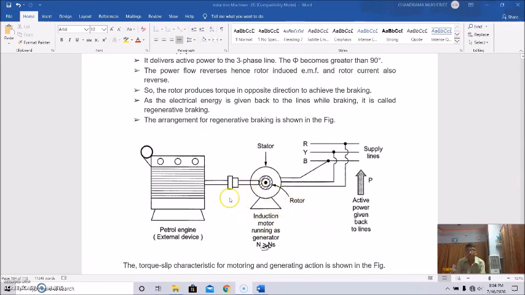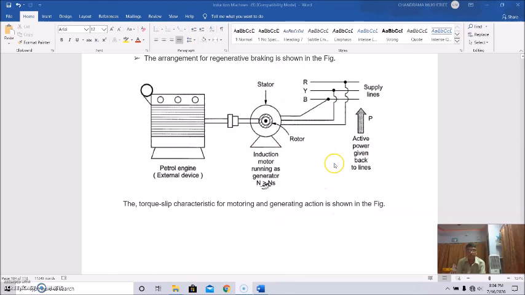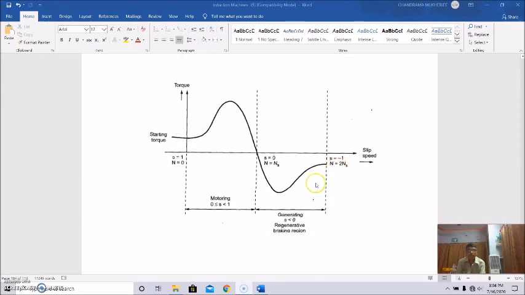This is the induction motor. This is the external device for rotating the rotor. This is the stator, and this is the three-phase supply, and after regeneration, the power is given back to the main supply. So this is the torque-slip characteristic. This is for motoring action. This is for generating action.